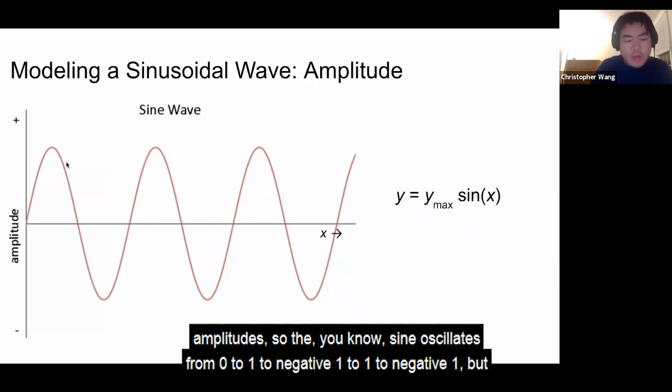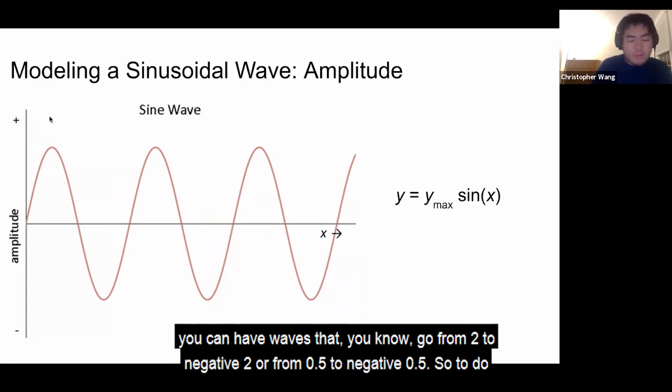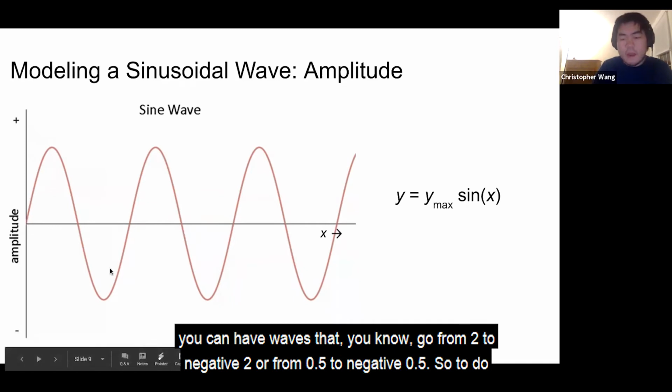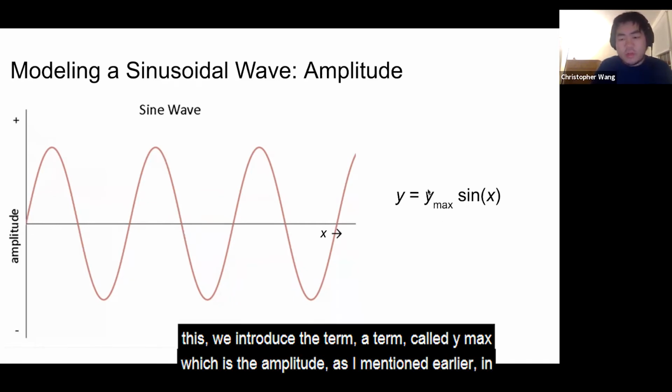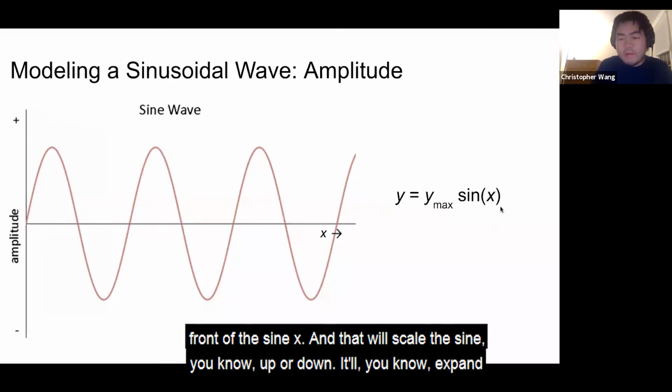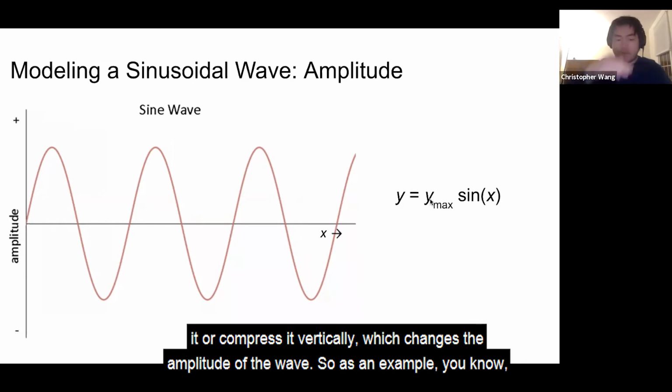Different waves can have different amplitudes. The sine oscillates from 0 to 1 to -1 to 1 to -1, but you can have waves that go from 2 to -2 or from 0.5 to -0.5. To do this, we introduce a term called y max, which is the amplitude, as I mentioned earlier, in front of the sine x, and that will scale the sine up or down. It'll expand it or compress it vertically, which changes the amplitude of the wave.